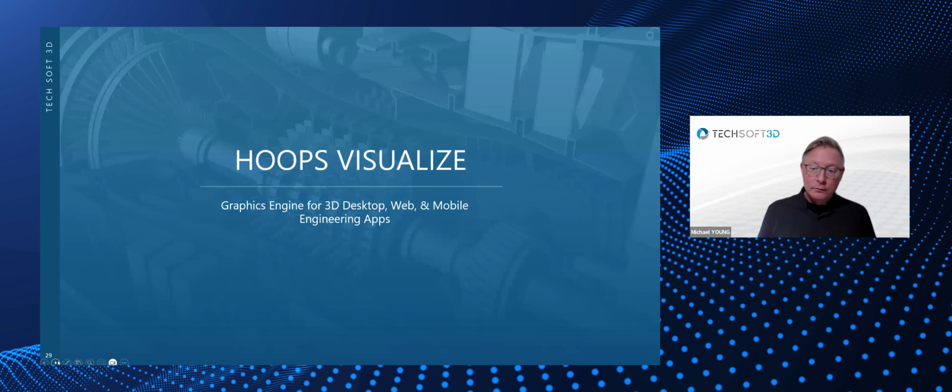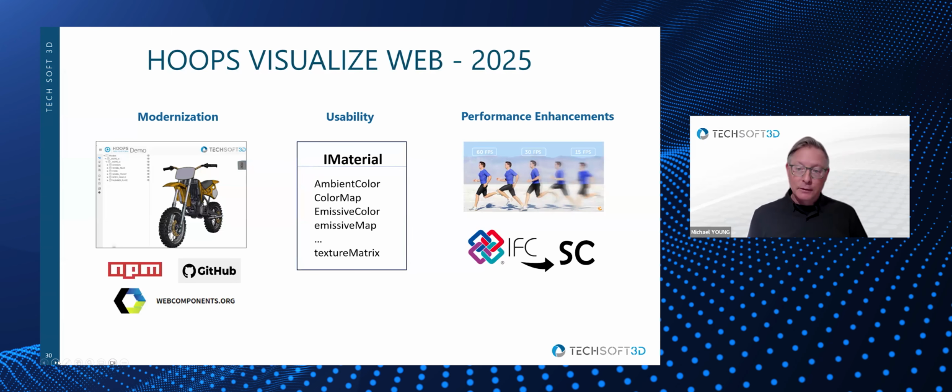We have two products within this family, Visualize Web, and we'll start by looking a little bit backwards at what things have happened in the last year of development on what used to be called Hoops Communicator. We had a name change partway through 2025, where we're simply rebranding things to consolidate the product line to make it a little bit easier to understand. So what you used to know as Hoops Communicator, we now call Hoops Visualize Web.